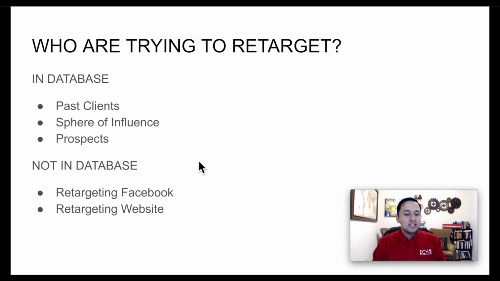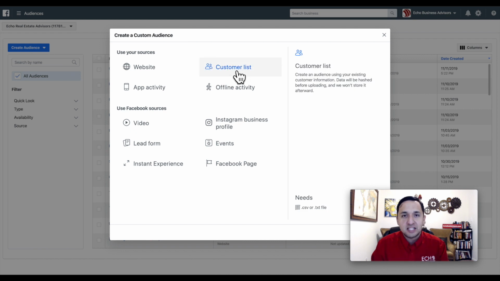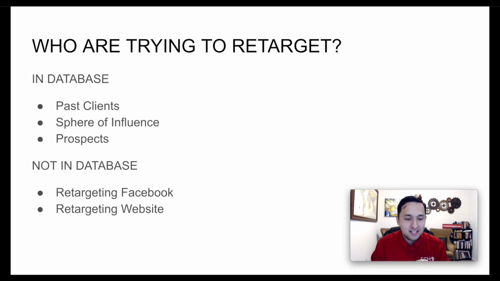Now, the individuals that are not in your database, those are going to be retargeted based off of Facebook, and those are going to be retargeted based off of websites, assuming that they either engaged with your Facebook or engaged with your website. So as you can see, you start seeing where these fit in when it comes to the custom audiences. Since you already have their contact information, you're going to be creating a customer list. That's where you upload your list, and we'll be doing that today so you see how that's done.